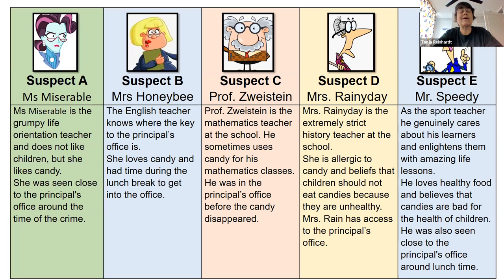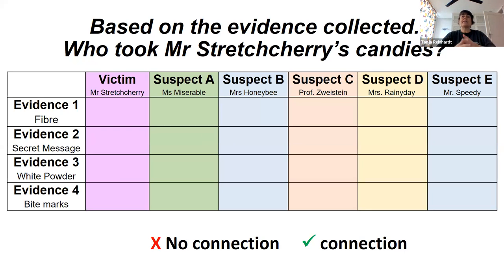Remember, a motive is a kind of reason why they would take the candies. So suspect A, suspect B, suspect C, suspect D, and suspect E. Okay, so your task now, based on the evidence collected, is who took Mr. Stretch Cherry's candies? In order to do this, we should make a table.